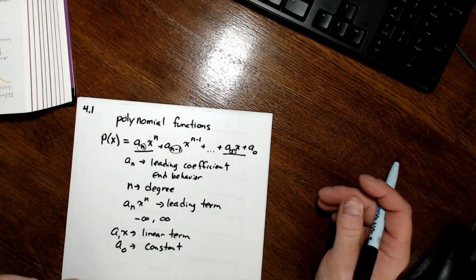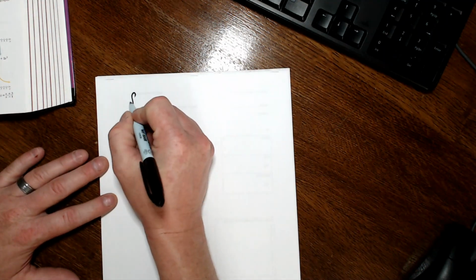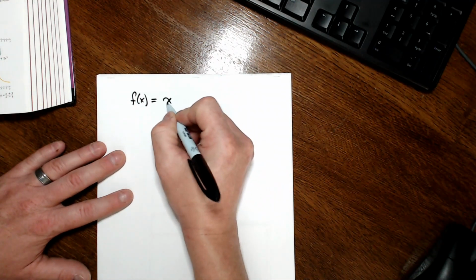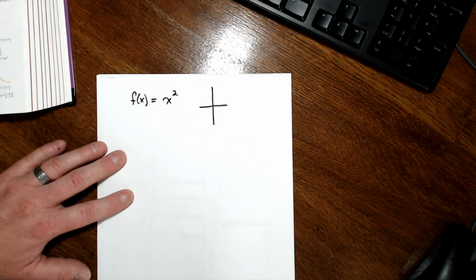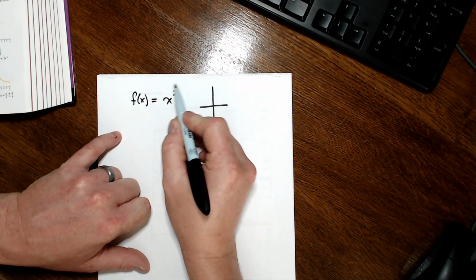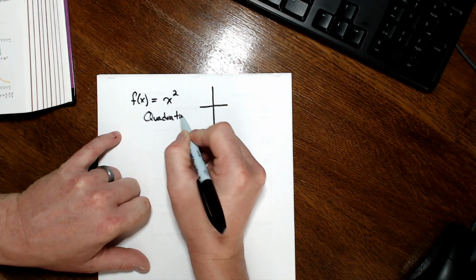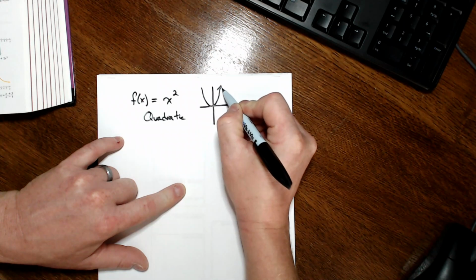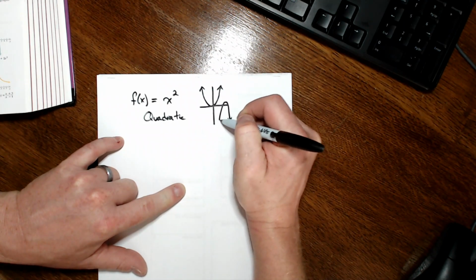A couple of examples of polynomials that you can have. As we've been looking at the last section, you can look at a quadratic. Now, a quadratic is where your leading term is x squared. As we looked at last chapter, all of your quadratics are going to form parabolas, whether they are up or whether they are down.